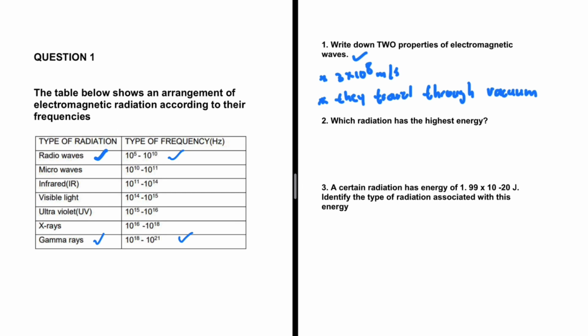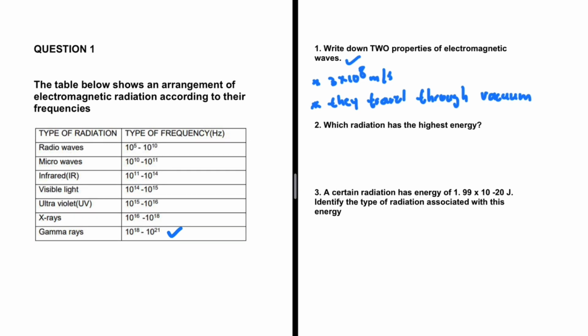We know that the higher the frequency, the higher the energy. And from the table, it is easy to see that gamma rays have the highest frequency, so they should have the highest energy. So the answer to question 2 is gamma rays, because they have the highest frequency, and the higher the frequency, the higher the energy.